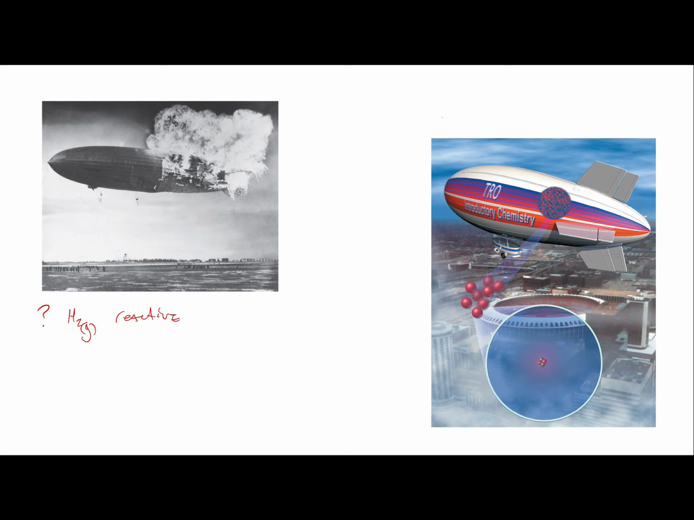Now, modern blimps are filled with helium. It's an inert gas. Inert means non-reactive. Helium gas. The nucleus of a helium atom has two protons. So the neutral helium atom only has two electrons. It's a very highly stable configuration.